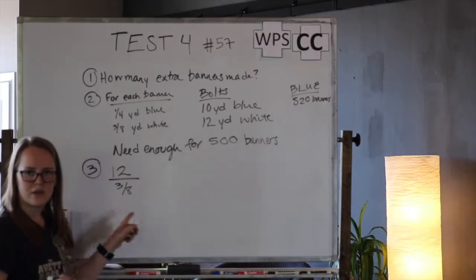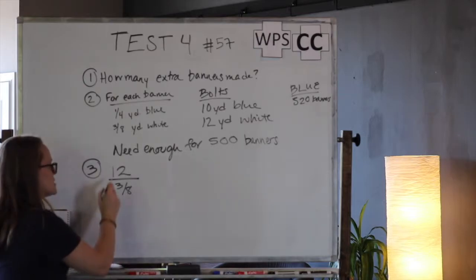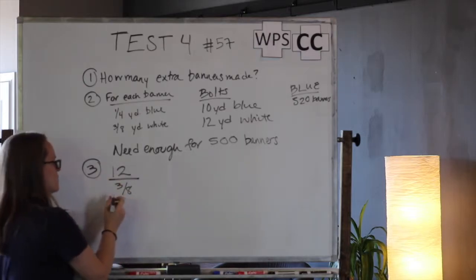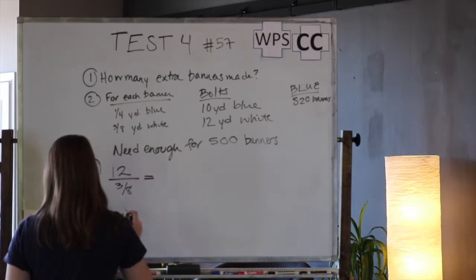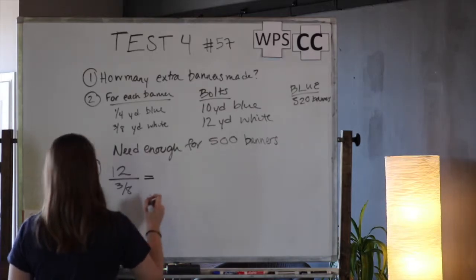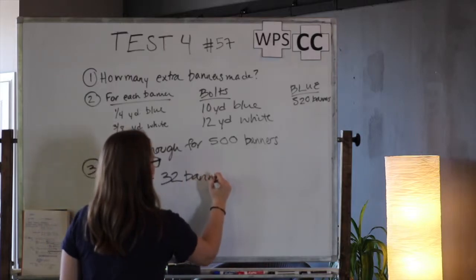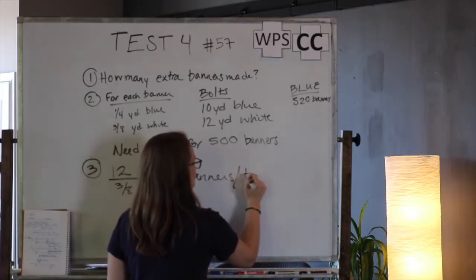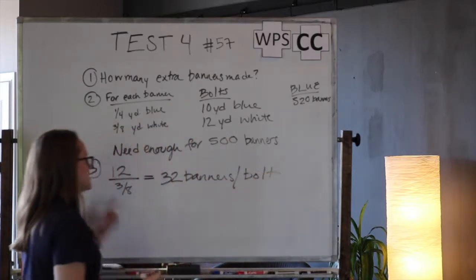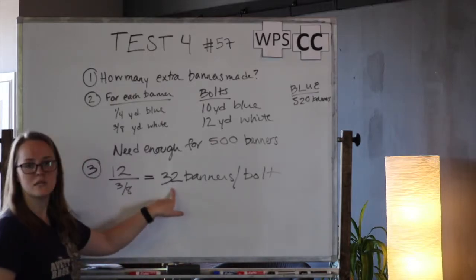You can do this in your calculator. Essentially what you're doing is 12 times 8 divided by 3. And that works out to be, hang on, 32 banners per bolt. So for every 12 yards of fabric they buy, they can get 32 banners.